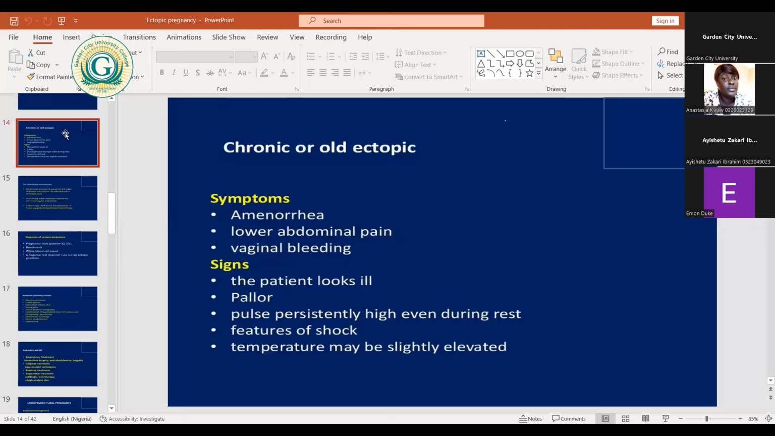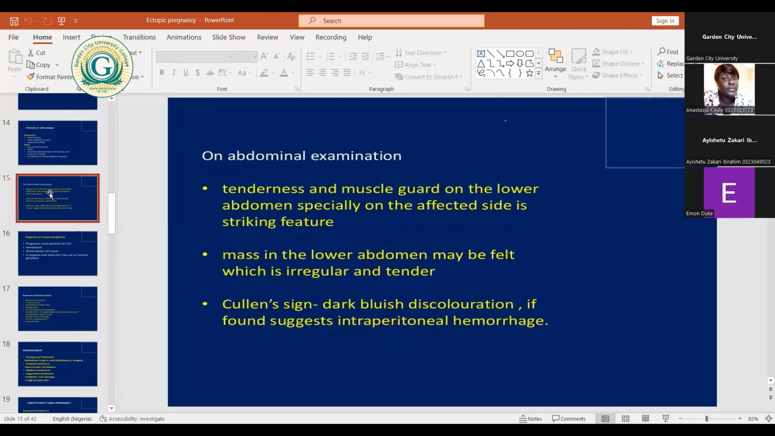Then chronic ectopic. There is amenorrhea, there is lower abdominal pain, there is vaginal bleeding. And then the patient will look ill, very pale. Pulse is persistently high, even during rest. The patient presents with features of shock, and temperature may be slightly elevated. Then on abdominal examination, there is tenderness and muscle guarding in the lower abdomen, especially on the affected side. And that tenderness is a striking feature. It is a feature you cannot overlook.